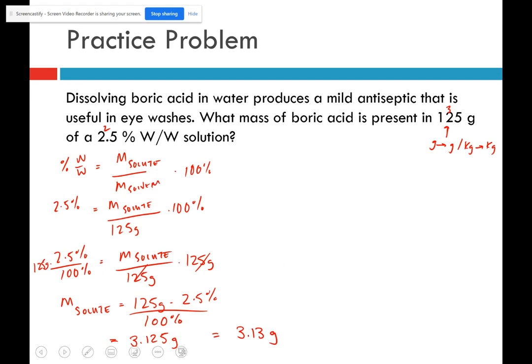So all 3 of these calculations are really the same. It's just, are you putting in 2 masses, 2 volumes, or 1 mass and 1 volume?